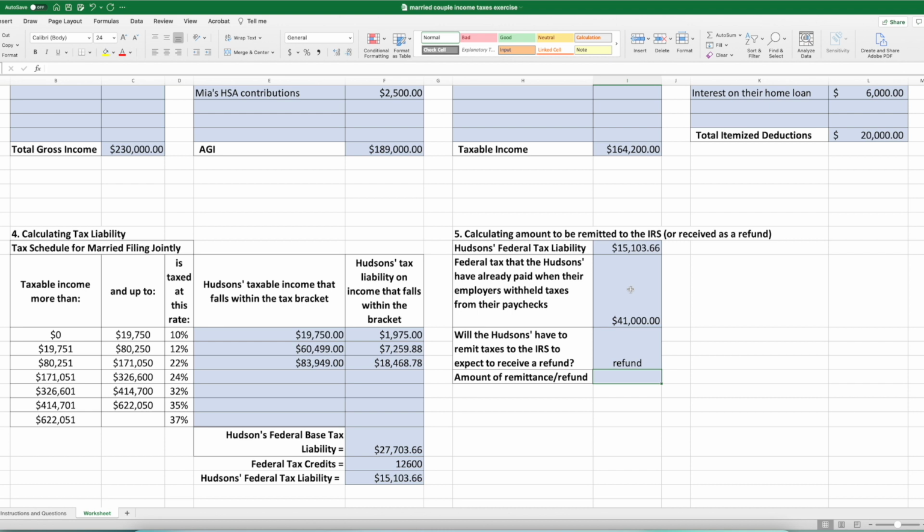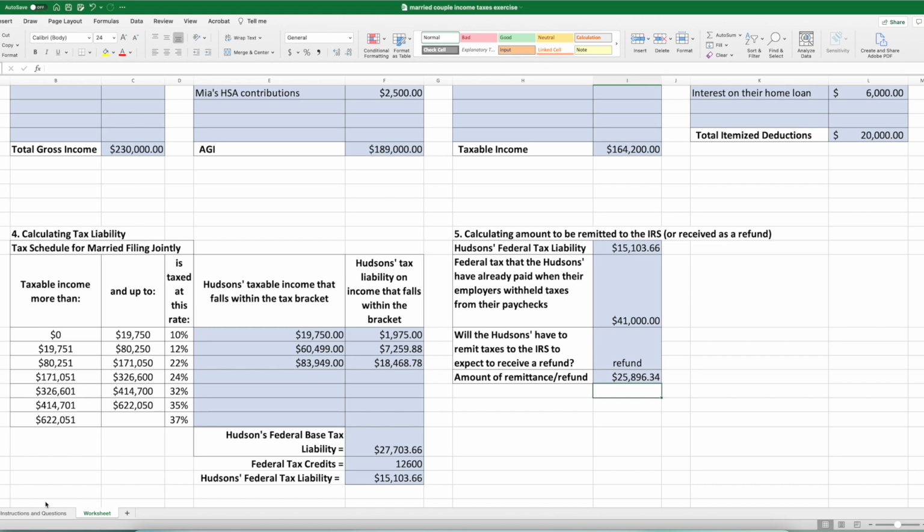So what is the amount that they have overpaid? Well, what is the difference between what they paid and what they actually owe? It's going to be what they paid minus what they owe, which is $25,896.34. So they're going to get a nice big fat tax refund check.